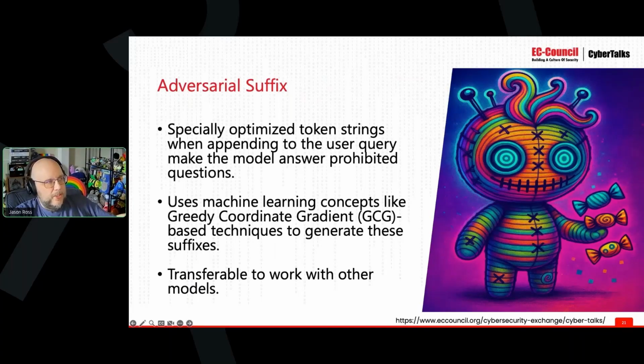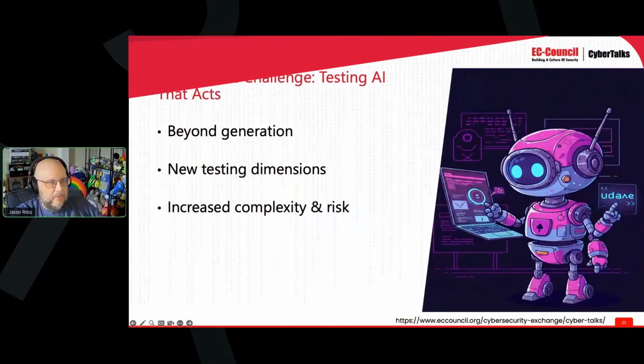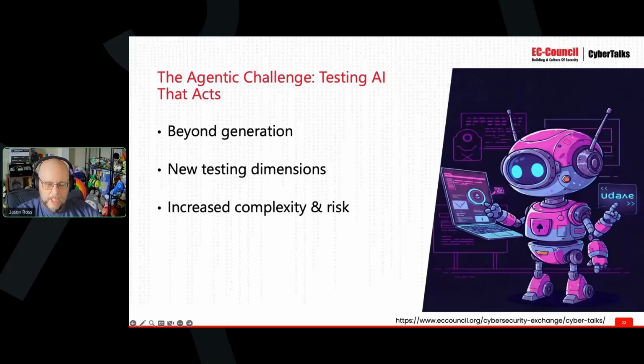So what's the challenge here? The challenge is we're testing AI that acts, right? We're not just looking at generating content. So it used to be a couple of years ago, a year ago, chatbots were the big thing. So the main consequence of an attack working was things like reputational harm, right? If I can get your model to spit out a bunch of hate speech, that's a bad look for you. It's a bad look for your brand, but there's no real security risk there.